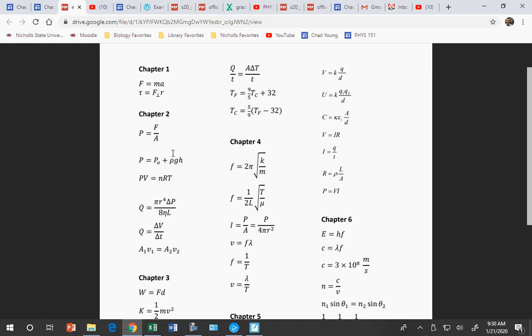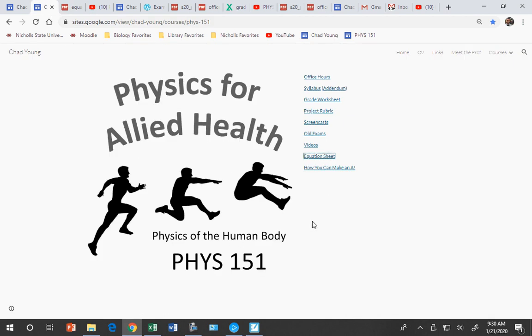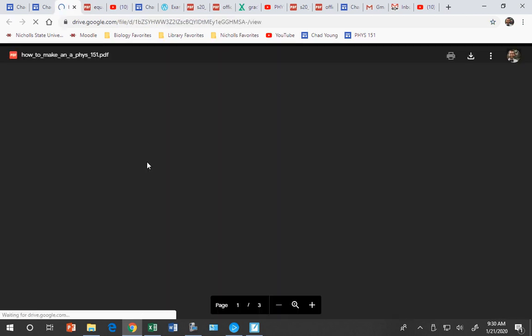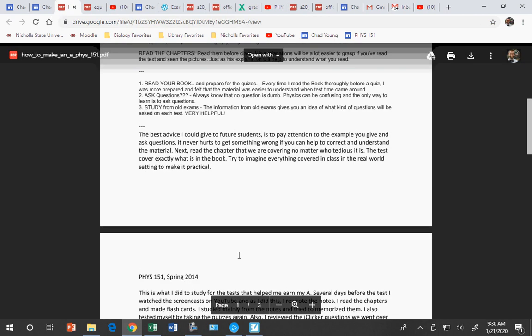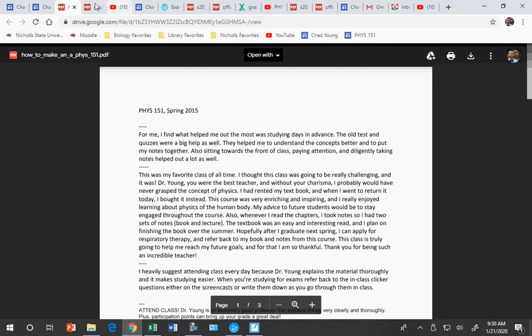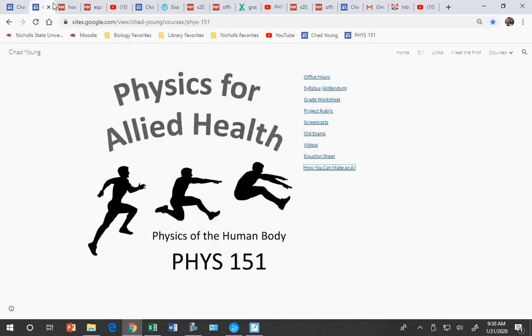Okay. All right. Equation sheet. You'll have that on every quiz and exam. I will provide it. You don't need to print it out. And then finally, here's some advice from previous students about what they did to make an A. I told you already. Read the book. Come to class. Take notes. Study old exams. Those things, you'll make next class, I'm almost certain of it. Questions about the class?